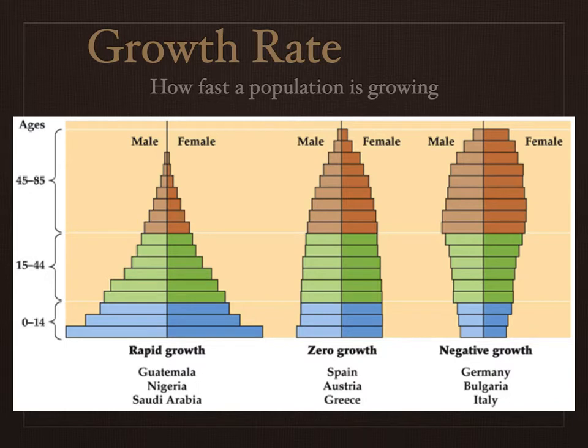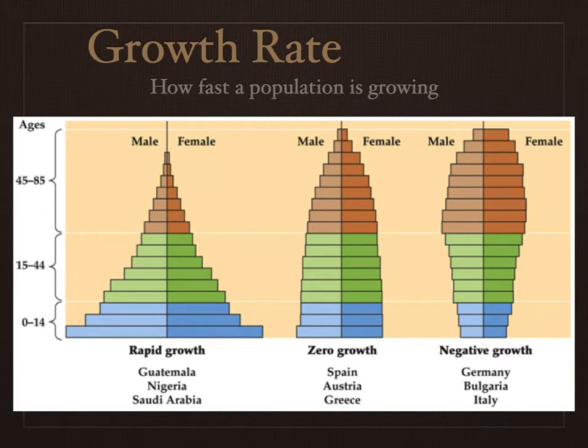Let's look at population growth. We can figure out whether a population is growing really rapidly, whether it's slowing down, or whether it's even got a negative growth, just based on how many people of different ages are living in the country. So take a look over here at Guatemala, Nigeria, Saudi Arabia. What are there more of, young people or old people? Young people by a lot. Look at this, the 0 to 14 range, there are loads and loads of those. Lots and lots of babies. How about older people? Not so much, right?